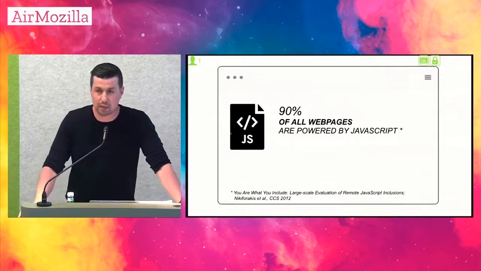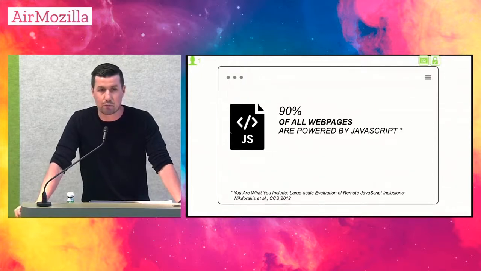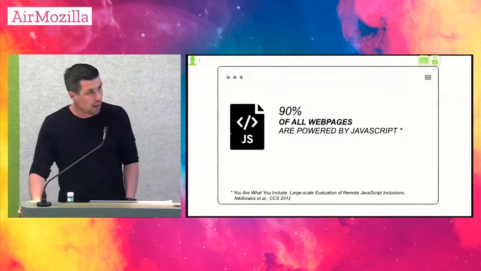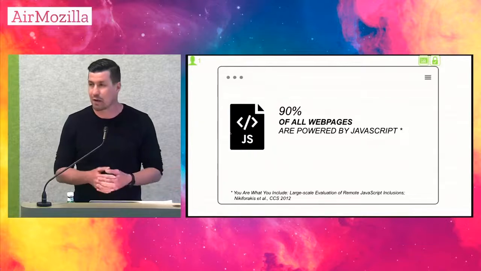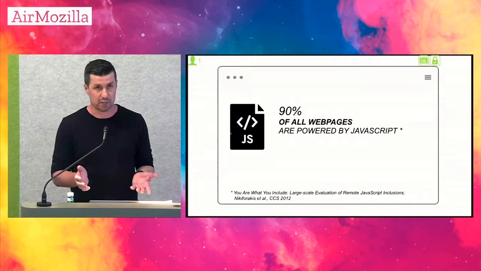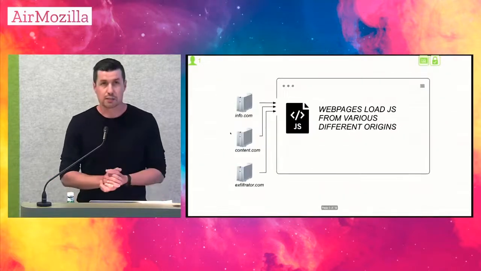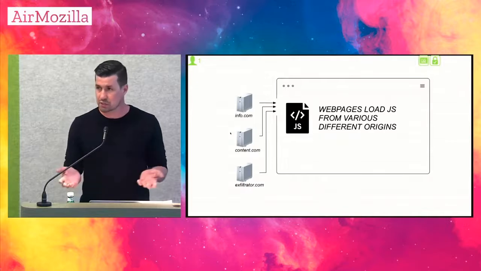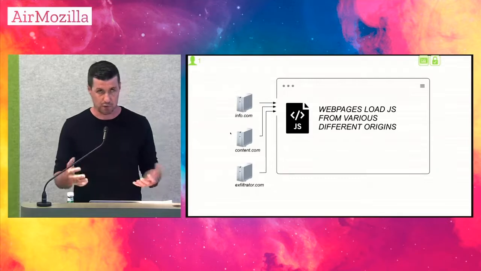Explicitly, I chose a slide of data from 2012. And even back then, like 90% of web pages are powered by JavaScript, right? So that was 7 years ago, and by now I can testify that literally every single web page is powered by JavaScript, right? So it's really omnipresent. Let's take a look. Web pages load information from different origins on the web. That's how the web works, basically.